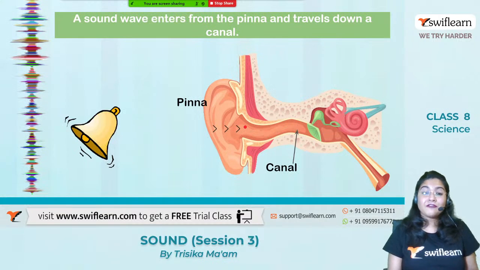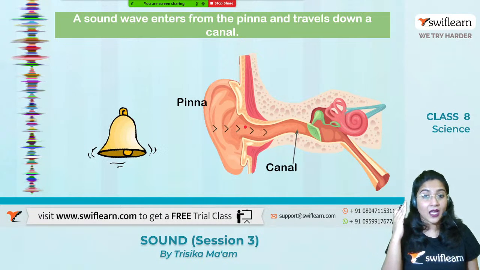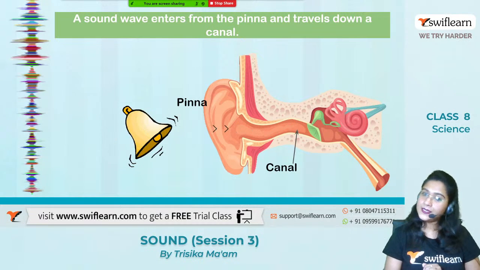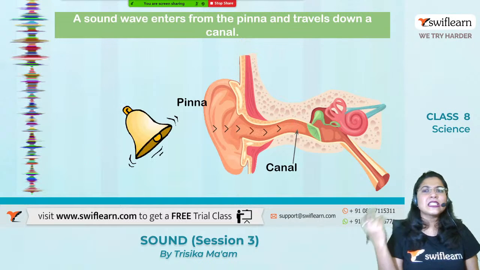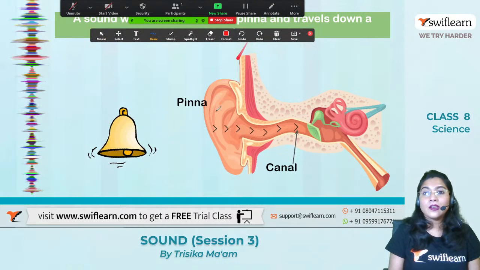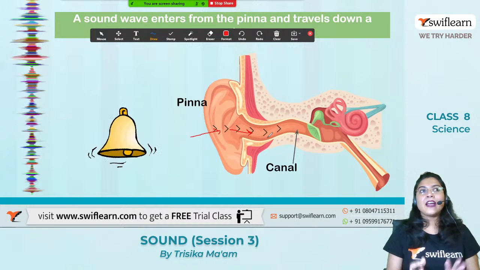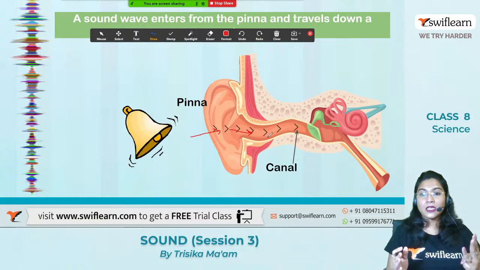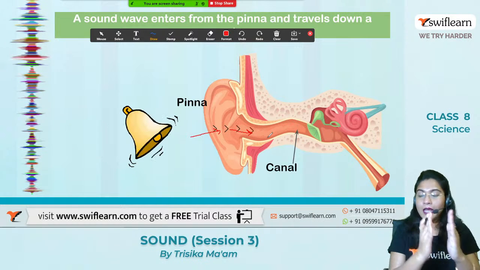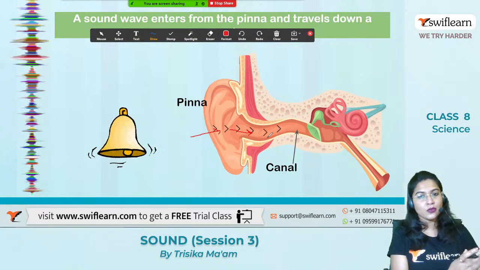Okay. So the first external part of the ear is the pinna, which is visible from outside, right? When any sound is produced around us, first the sound wave travels through the pinna. It enters inside our ear through the pinna, right? If I divide our ear into three main parts, the external, middle, and internal part, we can divide the ear into three different parts.